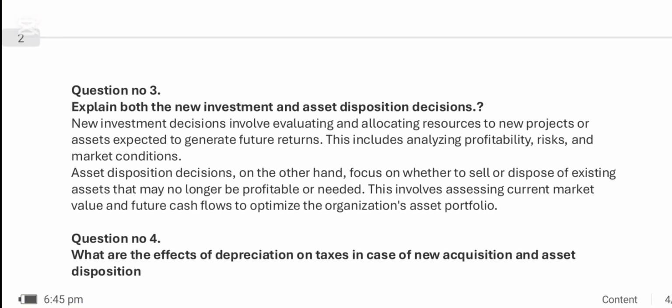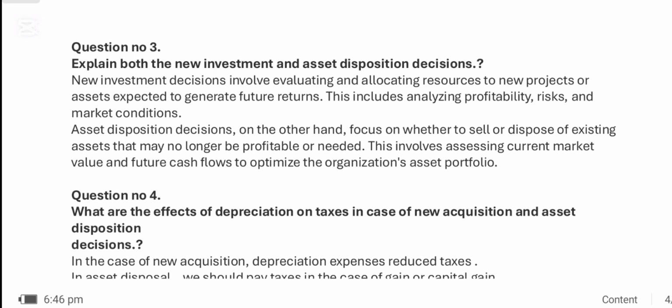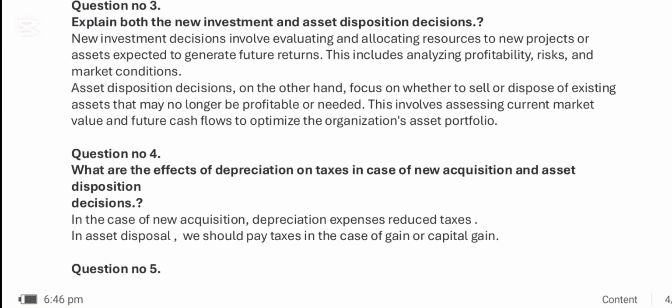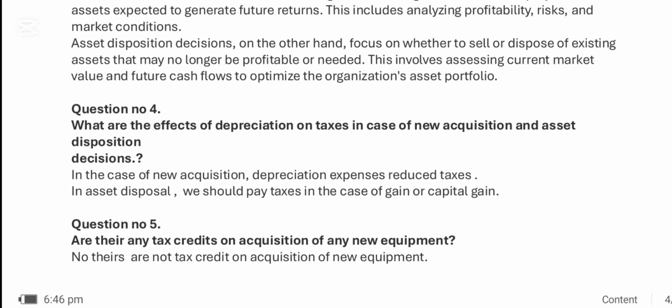Question number three: explain both the new investment and asset disposition decision. New investment decision involves evaluating and allocating resources to a new project or asset expected to generate future returns. This includes analyzing profitability, risk, and market conditions. Asset disposition decision, on the other hand, focuses on selling or disposing of an existing asset that may no longer be profitable or needed. This involves assessing current market value and future cash flow to optimize the organization's asset portfolio.